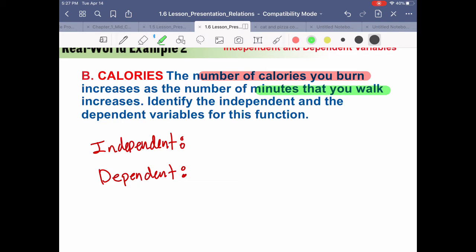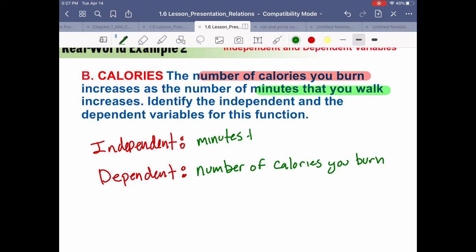So the number of calories you burn depends, so it's the dependent, on the minutes that you walk. And that's it. We have again identified the independent and the dependent variable for this problem.